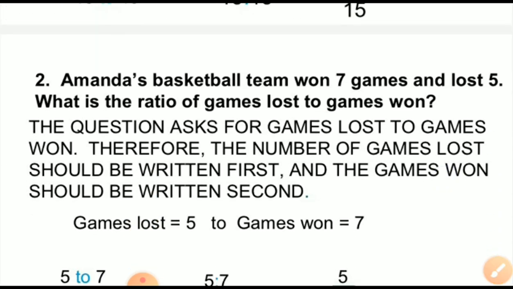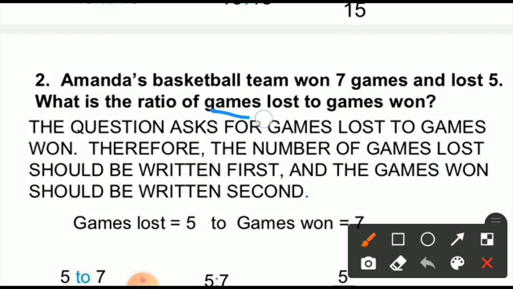Next, Amanda's basketball team won 7 games and lost 5. What is the ratio of games lost to games won? Okay, beta, 5:7, because they asked for games lost first and then games won. See, games lost and games won, in between the two there will be a colon. It is showing the indication of a ratio.